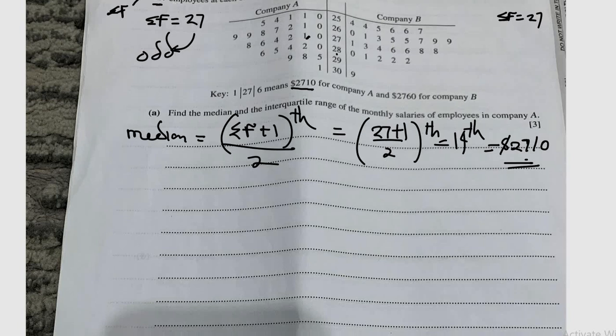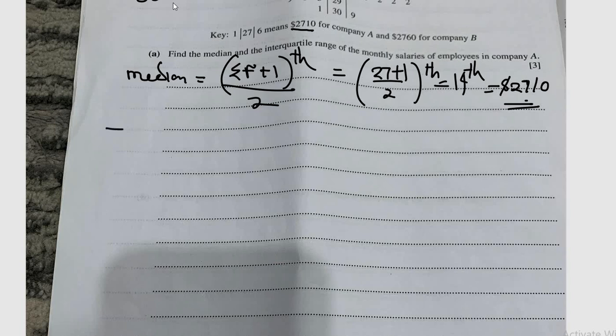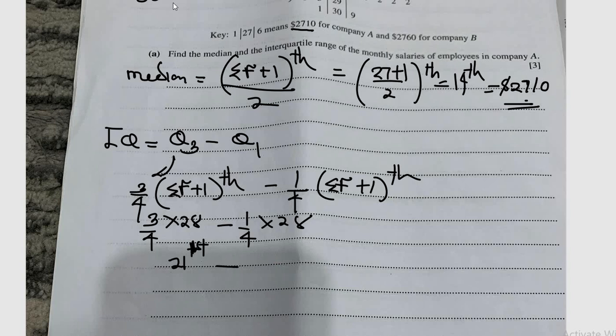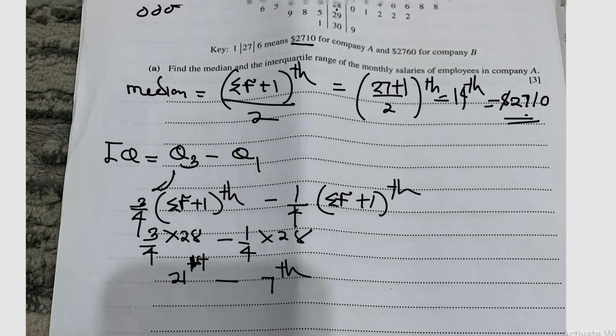They said interquartile range of this same company, IQ, interquartile range. It means upper quartile minus lower quartile. Upper quartile is 3/4 of summation of frequency. Remember, I added 1 because it's odd. Lower quartile is 1/4 of summation of frequency. I added 1 because summation of frequency is odd number. So 3/4 of 28 minus 1/4 of 28. So this gives me 21st position. This one is 7th position. So let's go to 21st minus 7th position.